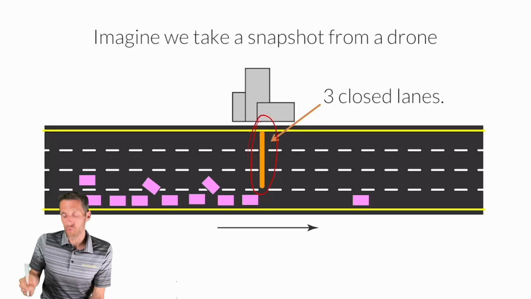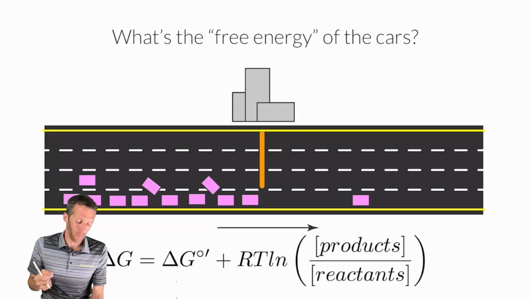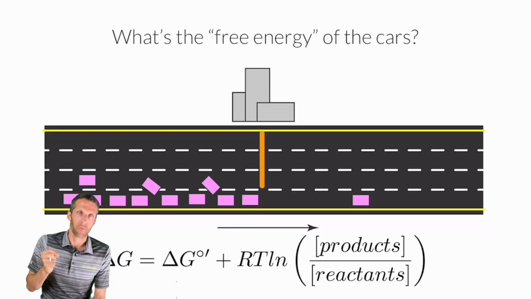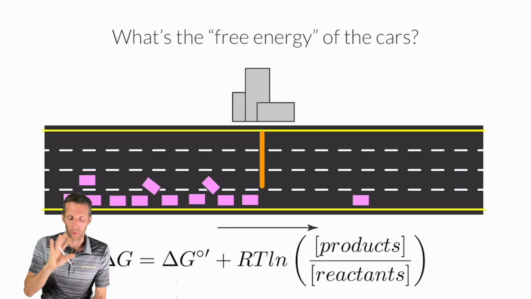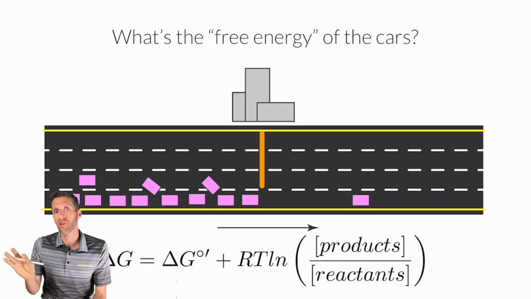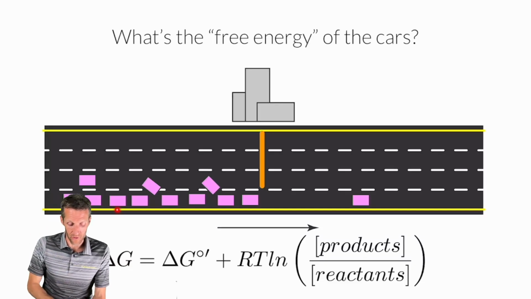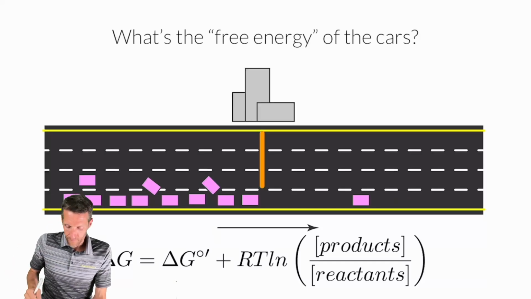We can ask, all right, what's the free energy of the cars? And I'm putting air quotes around the free energy because to do this really properly, we'd have to think about forward directions and backwards reactions, a little bit of complexity that I don't want to think about for this video. So the intuition is going to hold even if we just think about going from left to right here. But we're going to ask ourselves, what is the free energy of the cars? And to do that, we are going to use our equation down here: the free energy equals delta G naught prime plus RT log of products over reactants.